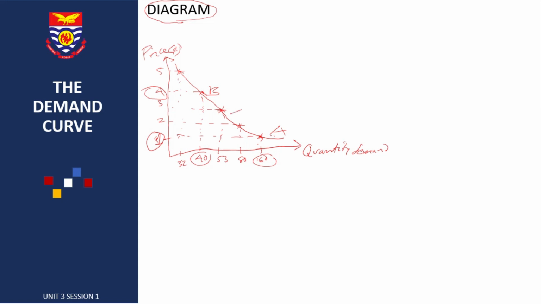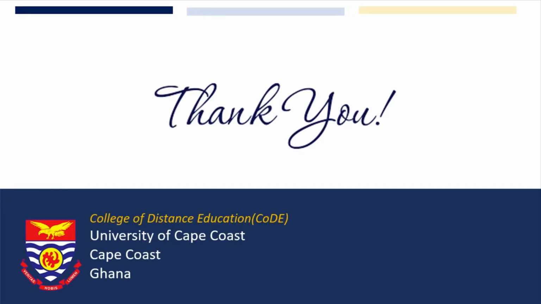Now, joining them up, we obtain what we call the demand curve. So this line that has joined all the points is what we call the demand curve. And it is downward sloping. When you say downward sloping, you say it's a negative curve. Negative in the sense that when price increases, quantity demanded falls, and when price reduces, quantity demanded increases.